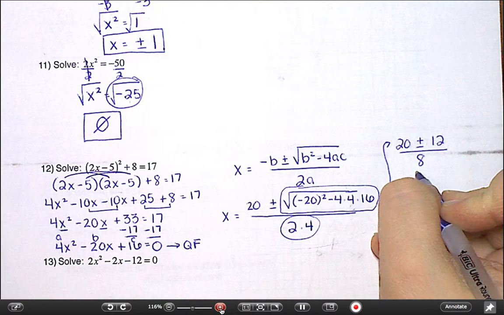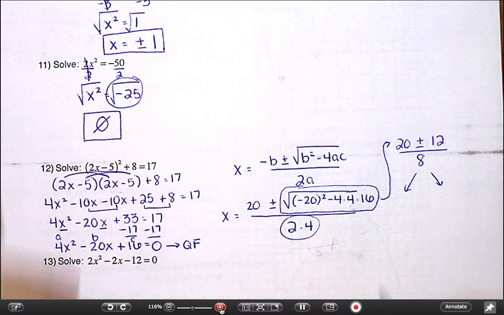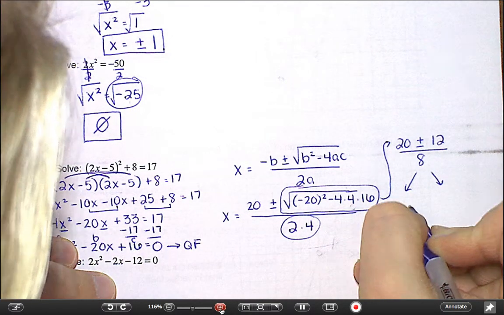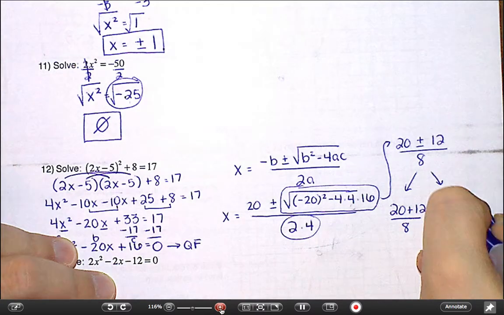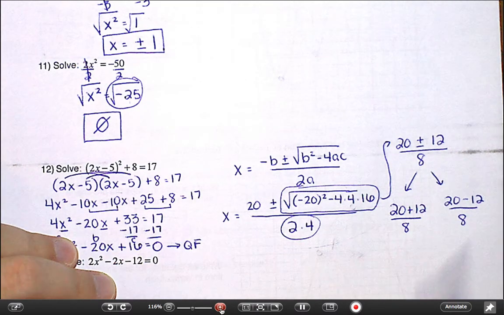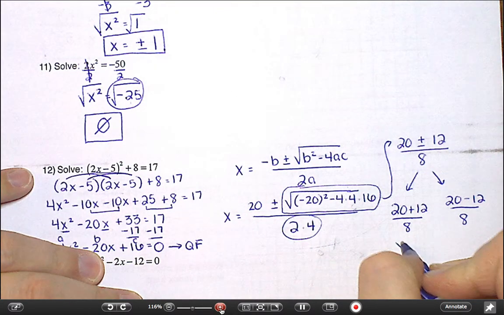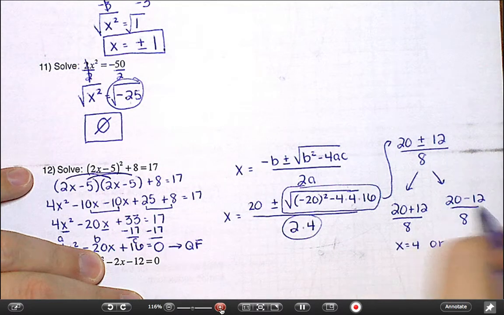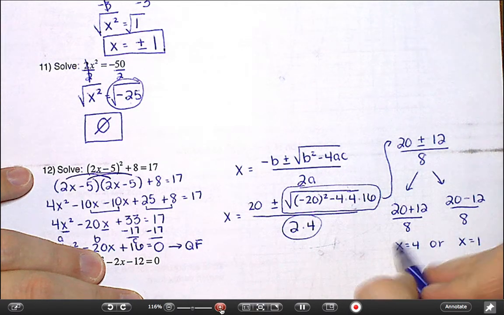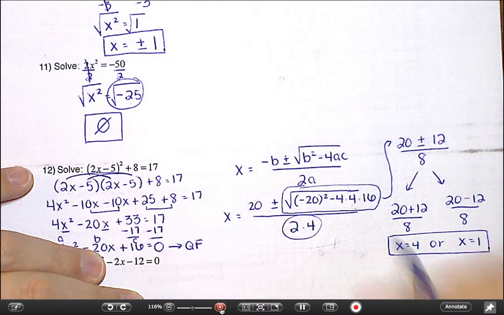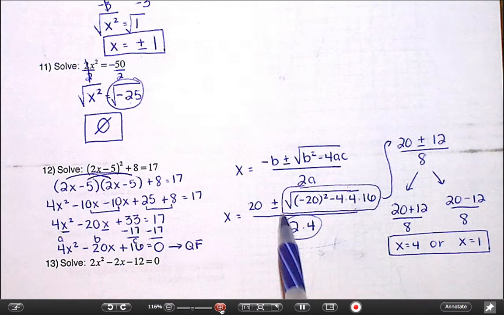So from here, and usually I do this sideways, but I'm a little bit out of space, I'm going to split into two different problems. I'm going to do 20 plus 12 over 8, and I'm also going to do 20 minus 12 over 8. Well, let's see, 20 plus 12 is 32, and 32 over 8 is 4, so this would be x equals 4, or 20 minus 12 is 8, and 8 over 8 is 1, so x equals 1. So these would be your two solutions. Okay, so instead of getting a plus or minus answer like we did up here, we get our two different solutions. Your plus or minus is kind of buried here in the problem.